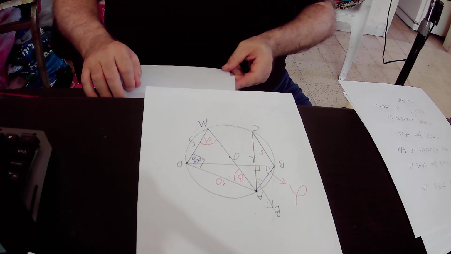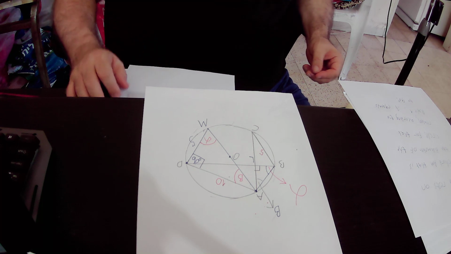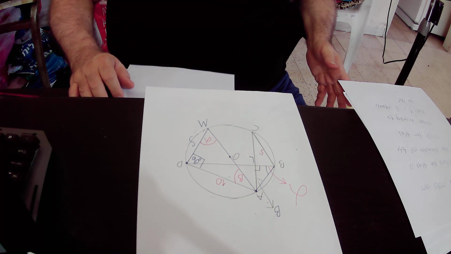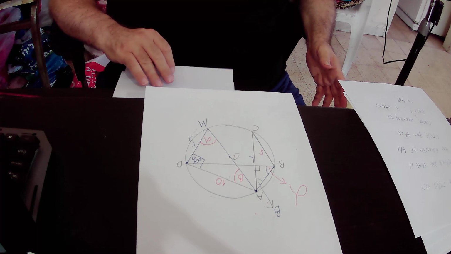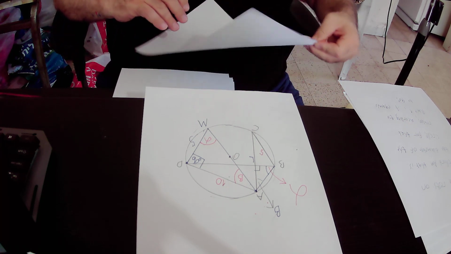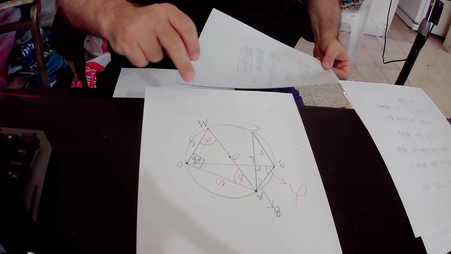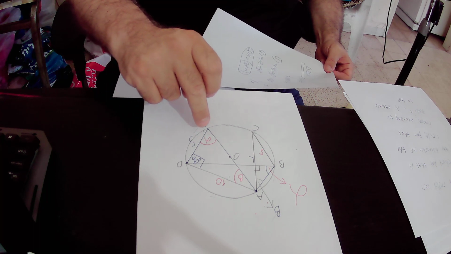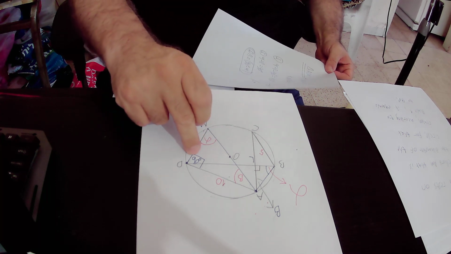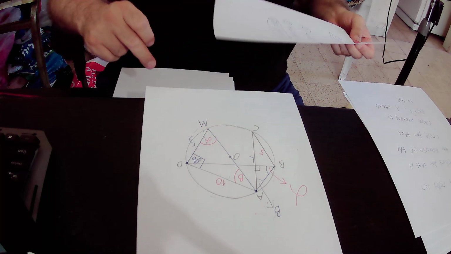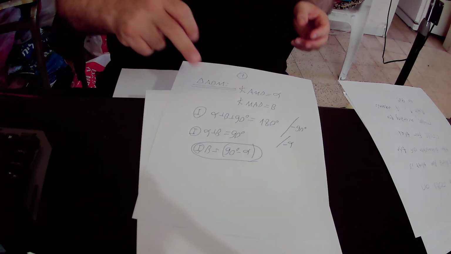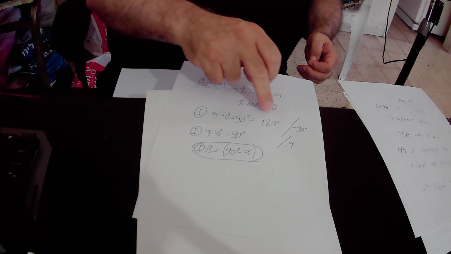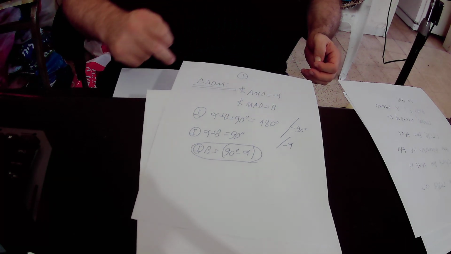Okay, but we also know that the sum of the angles in any triangle equals 180 degrees. So we created equation number 1 that states that the sum of the angles in the right triangle AMD equals 180 degrees. That is to say, alpha plus beta plus 90 degrees equals 180 degrees. Okay, that is exactly equation number 1.